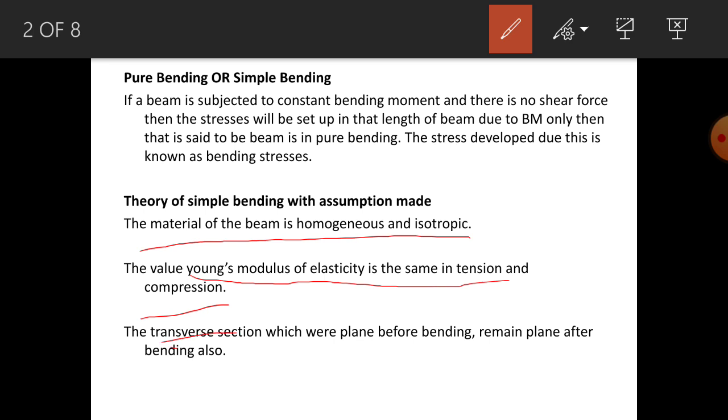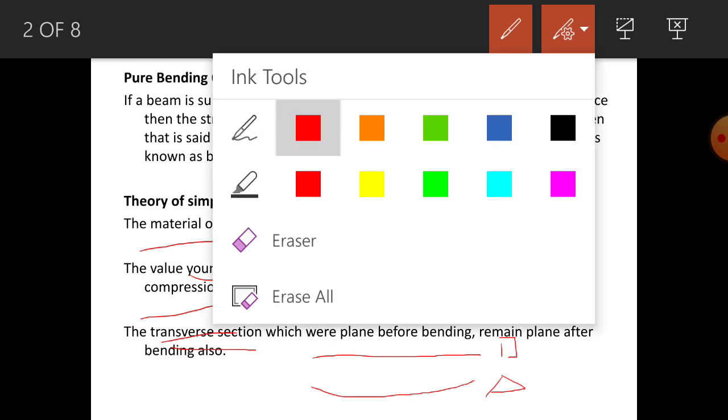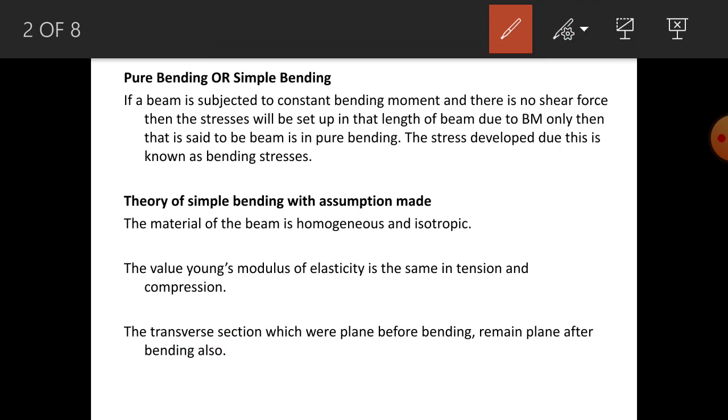The transverse section or the cross section of the beam will remain plane before bending and remain plane after bending. If you see, a beam is like this previously, and when you bend it, its cross section was like this, now it has become like this, right? So this is a difference that actually happens when you bend the beam. But what we are considering here is that it will not bend along its transverse or cross sectional plane.